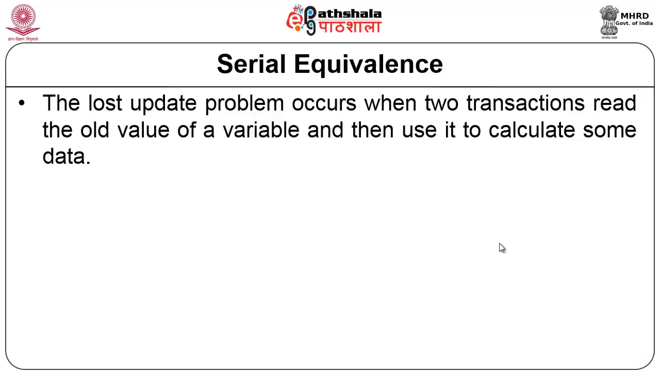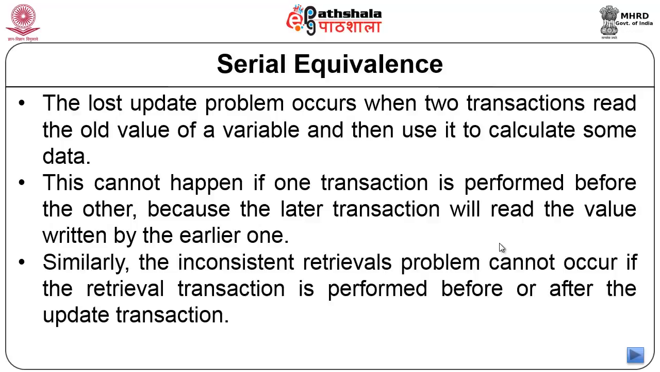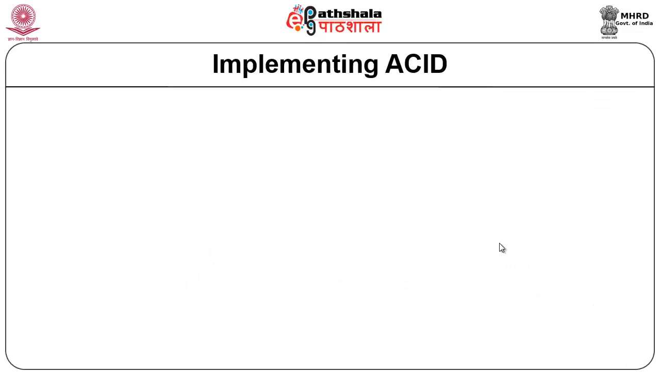The lost update problem has occurred because the transaction was reading an old value, and if we do not allow the transaction to read the old value, that means if the object does not quickly allow the other transaction to read, then this problem will not happen. Similarly, inconsistent retrieval also occurs when the retrieval happens in between the update operations. It cannot occur if the retrieval happens before or after the update transaction.